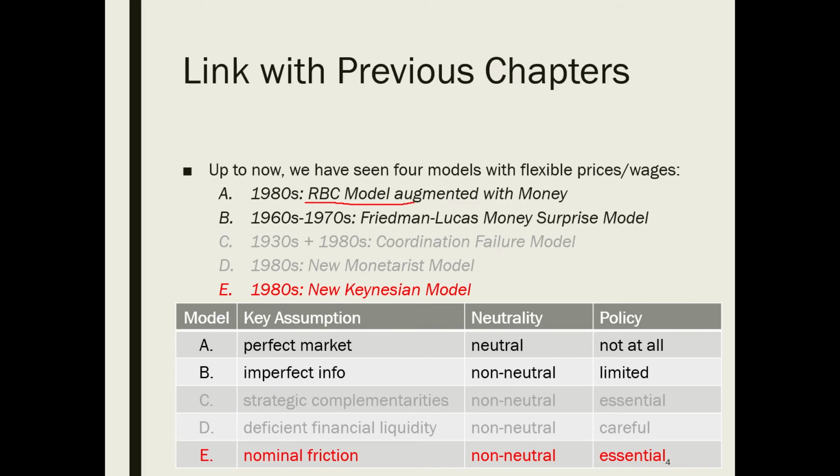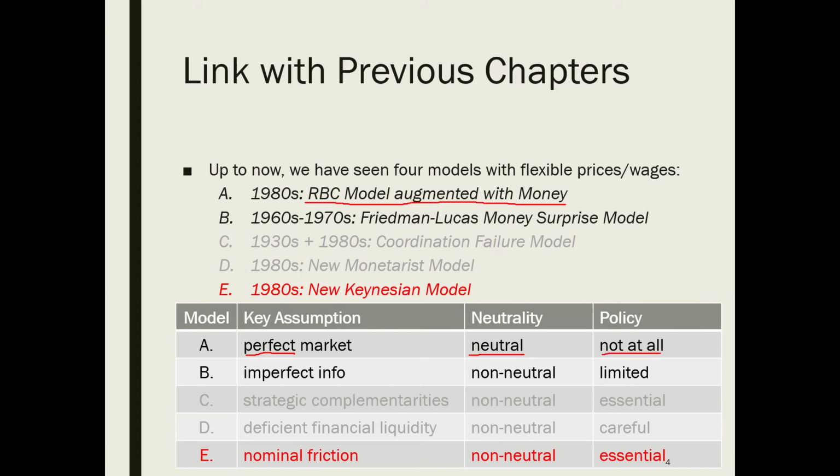Basically, it doesn't have to augment with money because the RBC model itself is claimed to be able to explain the business cycle. So augmentation with money basically proved that. This is a model developed in the 1980s by Prescott and Kydland. The fundamental assumption of the RBC model is that the market is perfect. Following this assumption, they derive that money is neutral. So money can only affect the nominal side of the economy and has nothing to do with the real side of the economy. So the policy implication is that monetary policy is not important at all.